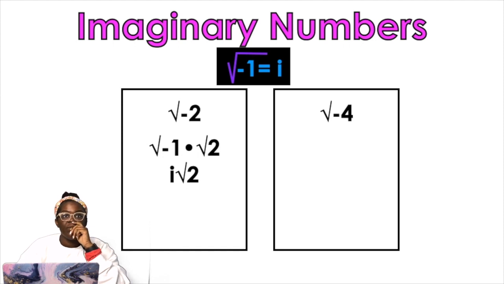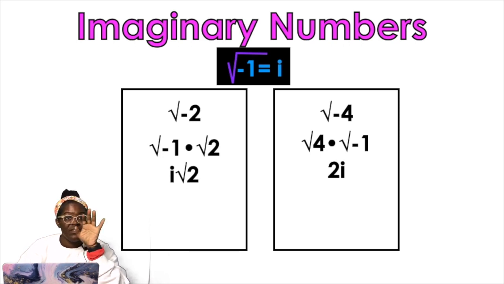So let's try the square root of negative 4. We know the square root of negative 4 is the same thing as the square root of 4 times the square root of negative 1, right? The square root of 4 is 2, and the square root of negative 1 is i. So 2i is my answer here. Look at the difference between those two problems. Y'all want to get tripped up?